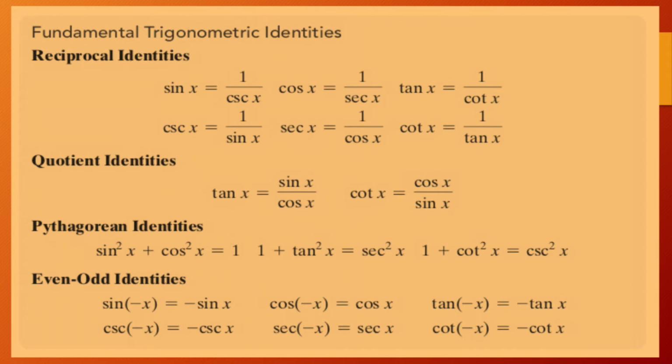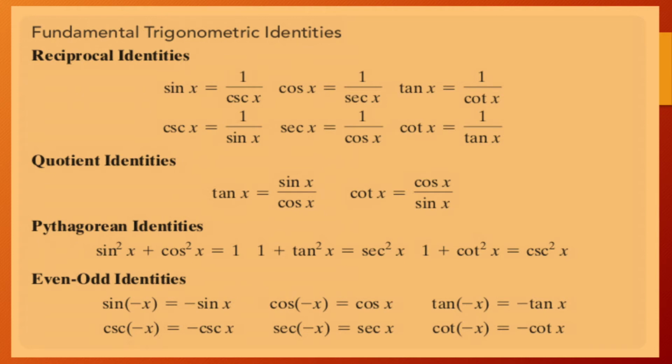So we have the reciprocal identities here. Sine x is equal to 1 over cosecant x. For cosecant x, just reverse it, so we have 1 over sine x. For cosine x, we have 1 over secant x. And secant x is 1 over cosine x. For tangent x, we have 1 over cotangent x. And for cotangent x, we have 1 over tangent x.